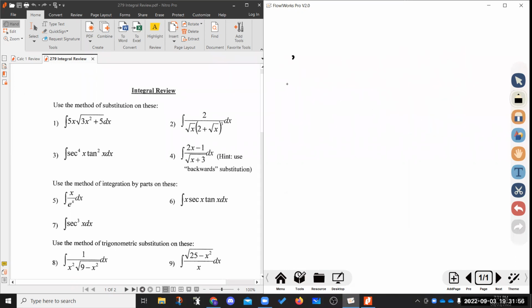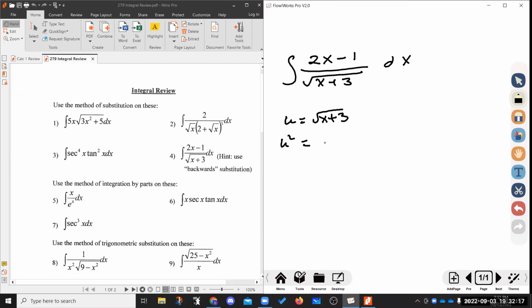Number 4, we have the integral of 2x minus 1 over the square root of x plus 3 dx. There's no nice u substitution to do here because I can't take the derivative of the inner function and get it up here. So instead, I'm going to let u be the entire square root here. I'm going to make this u squared equal to x plus 3. And then I'm going to solve for x, and then I'm going to solve for dx like this.